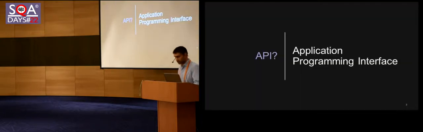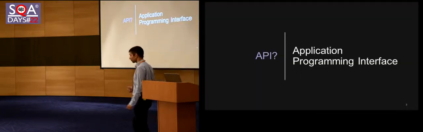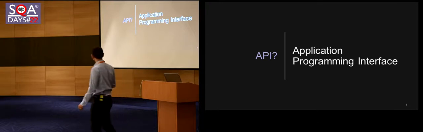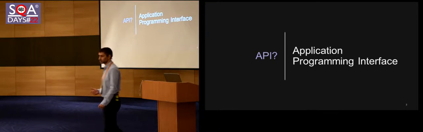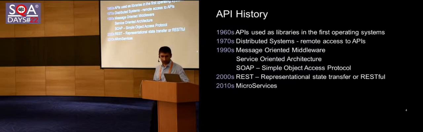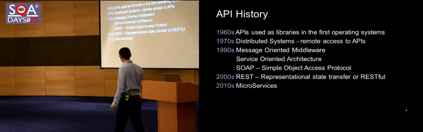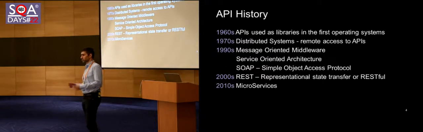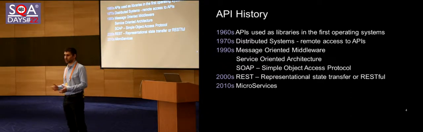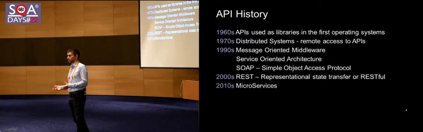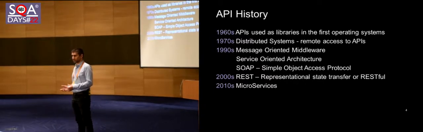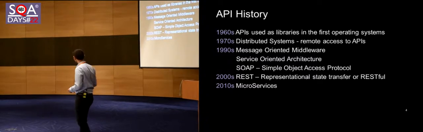So first, starting with APIs. What is an API? Most of you know this: application programming interface. That's what the acronym means, and it's not something new. Actually, it started in the 60s, where APIs were just libraries that allowed us to interact with the operating system and the hardware. So that was the beginning. It was a programming interface.